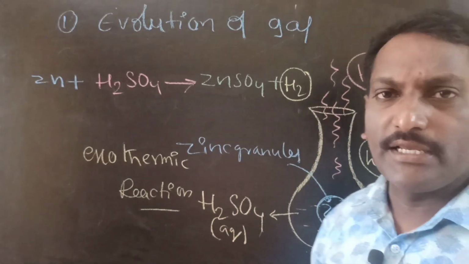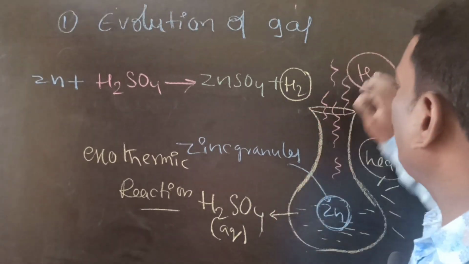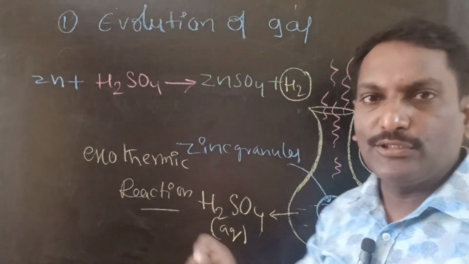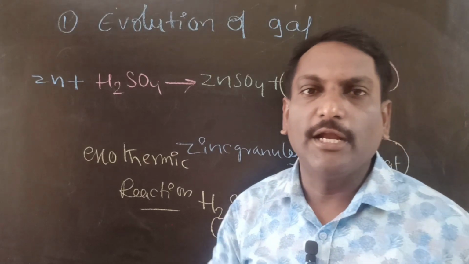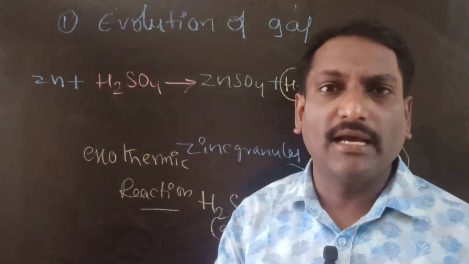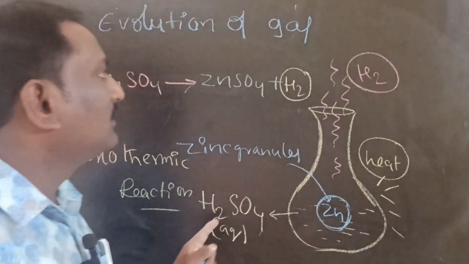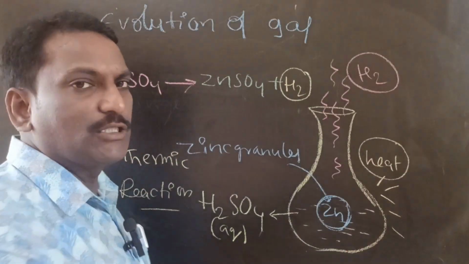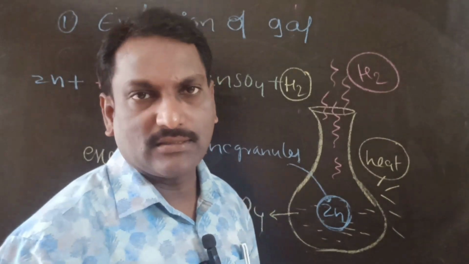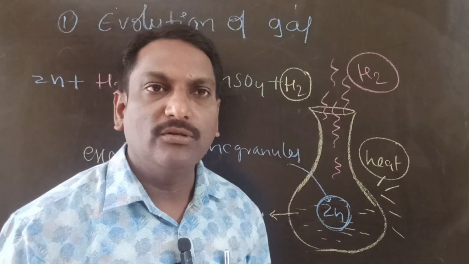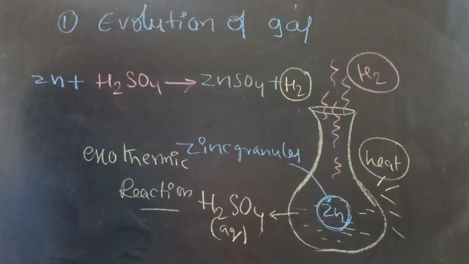So this is the example for evolution of gas. How will you test the nature of hydrogen gas? If you bring a burning candle near the mouth of hydrogen gas, it burns with a pop sound. This is the characteristic of hydrogen gas. So based on this, we came to know that some chemical reactions are characterized by evolution of gas. Let us take one more example to understand this in detail. Make a note of it.